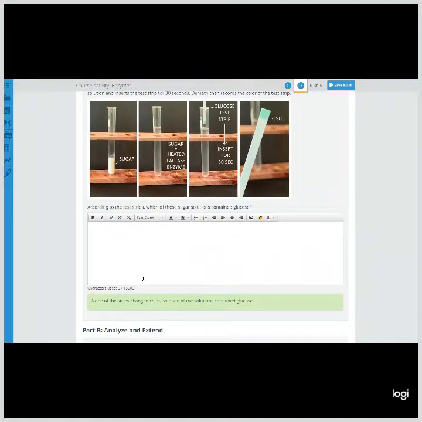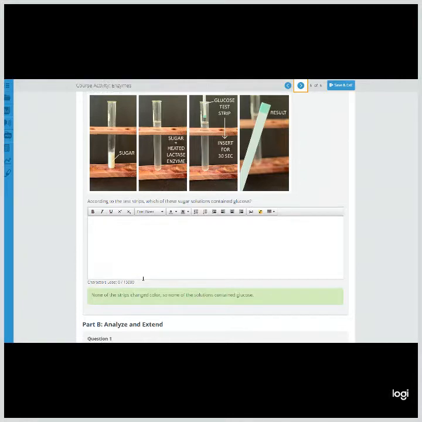Test tube number 4. Was it positive or negative? Did it have glucose in it? If it's negative, it does not. Then you'll do test tube 5 and test tube 6, record the results.